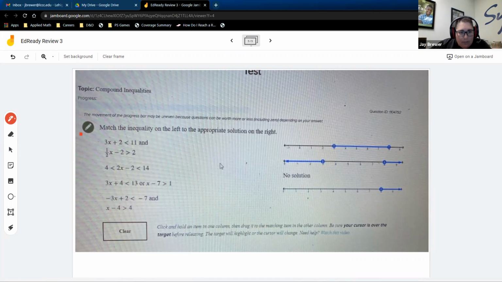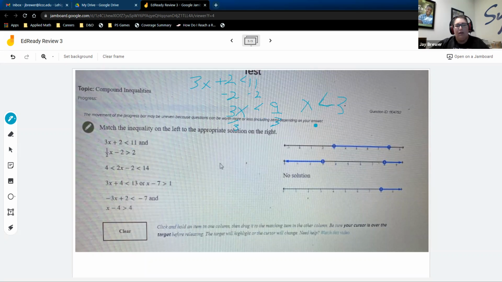Okay. This question is saying, match the inequality on the left to the appropriate solution on the right. So what you would have to do is go through and solve each one, and then you would find your answers over here. Let's look at this first one. 3x plus 2 greater than 11. Minus 2, minus 2, 3x greater than 9. Divide by 3, divide by 3, you get x greater than 3.